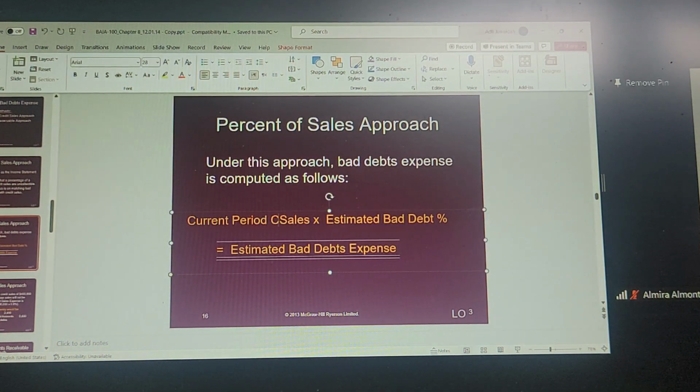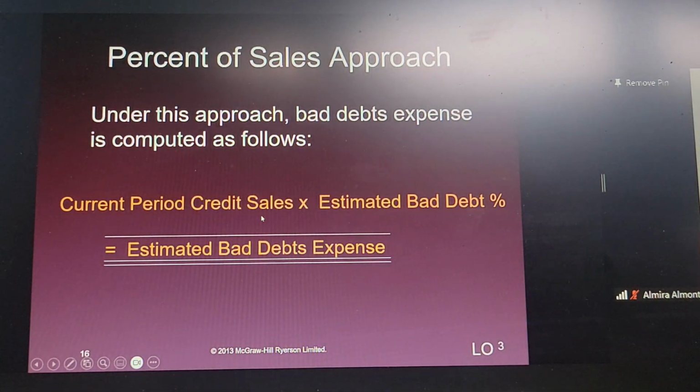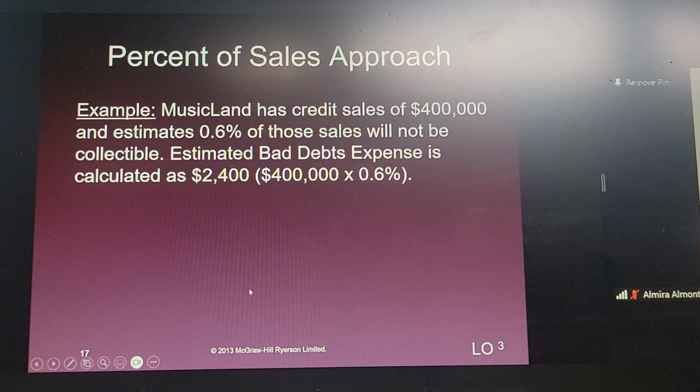Current period credit sales. That's better. Okay, so I multiply the credit sales of this period by the percentage I have. That would give me the estimate of the bad debt expense. Okay, so an example.